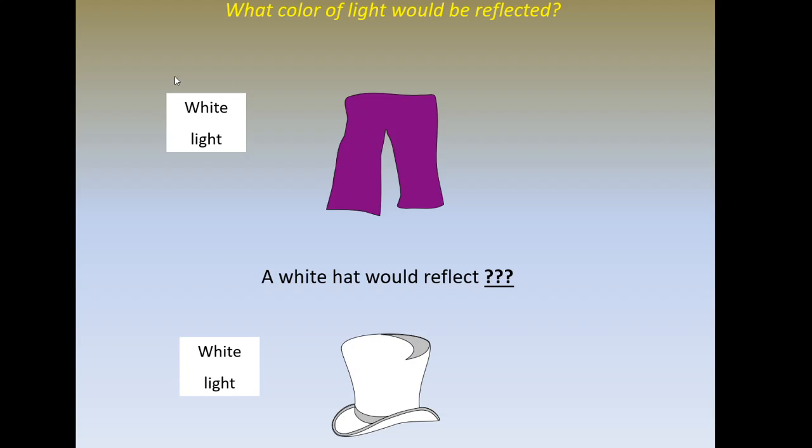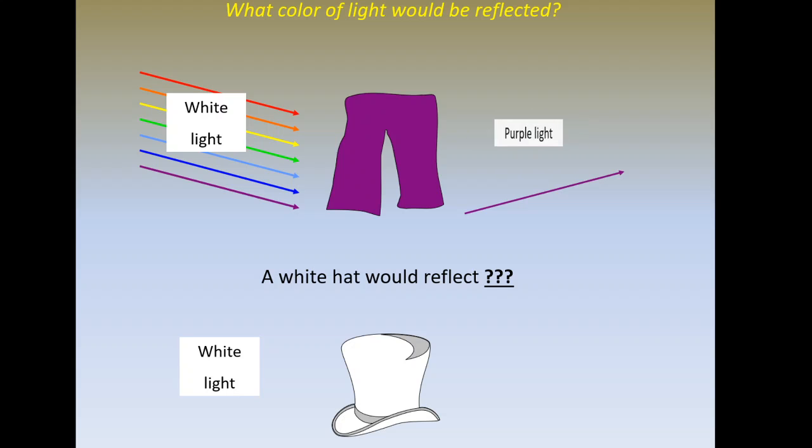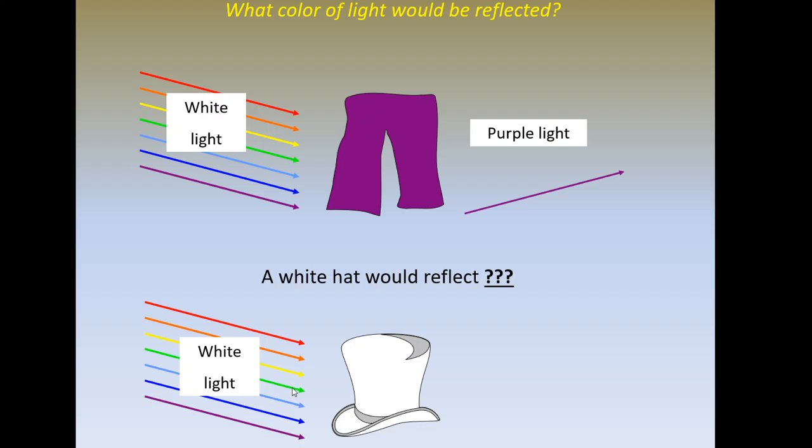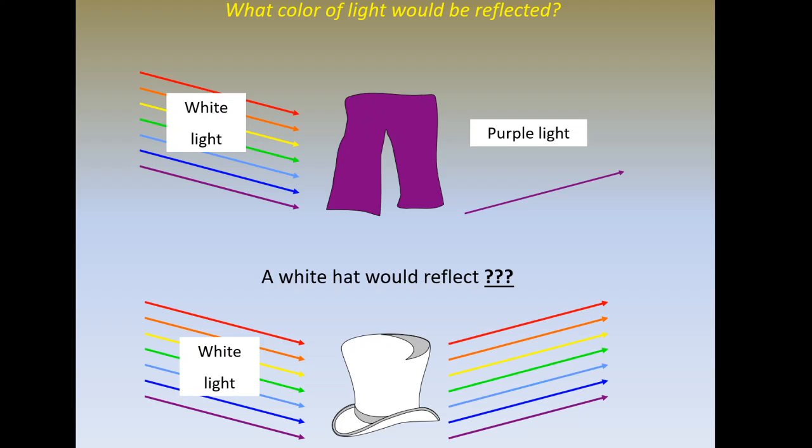Let's look at a couple other ones. So white light comes in. It's going to hit these pants. I'll give you a minute. What color is reflected? Well, if you said purple, you are right. How about this one? How about a white hat? If white light comes in, what is reflected? I'll give you a second to get that one. If you said all the colors, you would be absolutely correct.